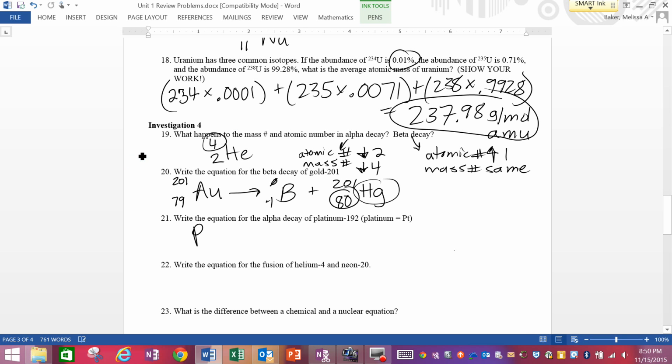Alpha decay for platinum 192. I'm looking up on the periodic table, platinum is number 78. Remember that an alpha particle has the numbers 4 and 2 associated with it, and this is like the Rice Krispie treat. You're losing 4 from its mass. It was 192, so now it's 188. 78 minus the 2 because you lost 2 protons. This is now element 76, which if you look it up, it's osmium.